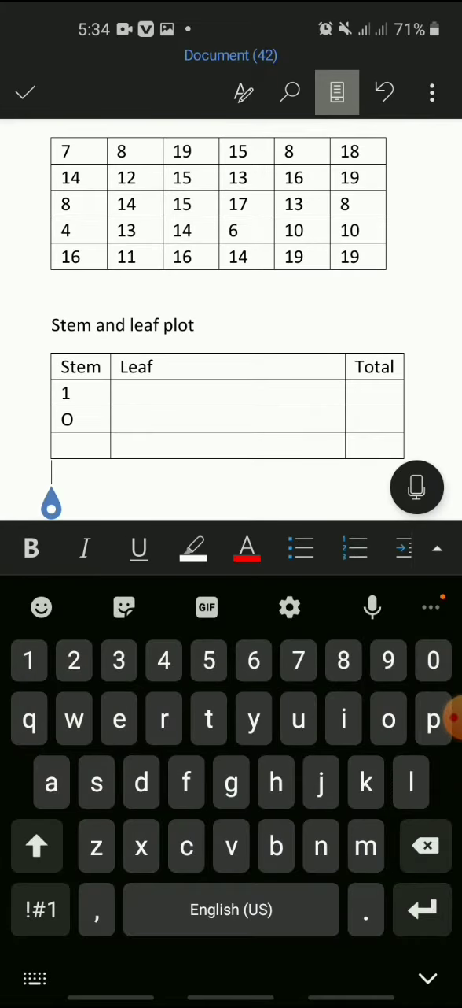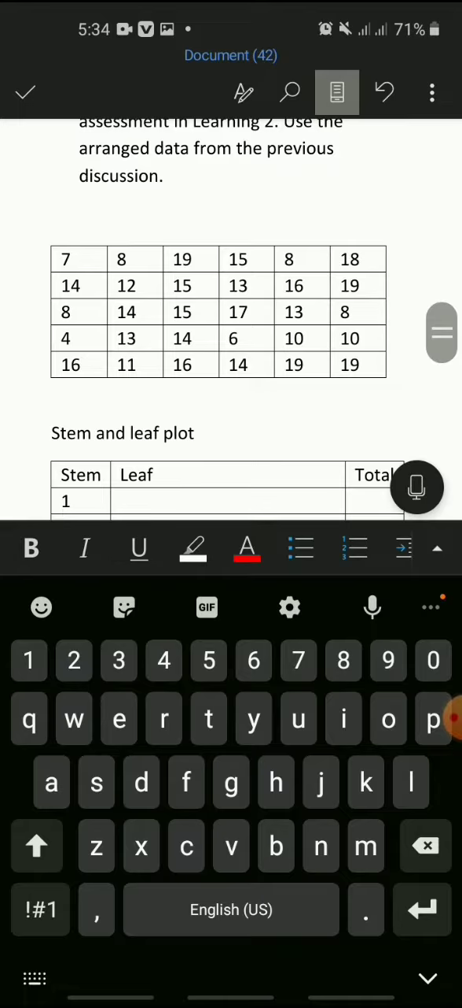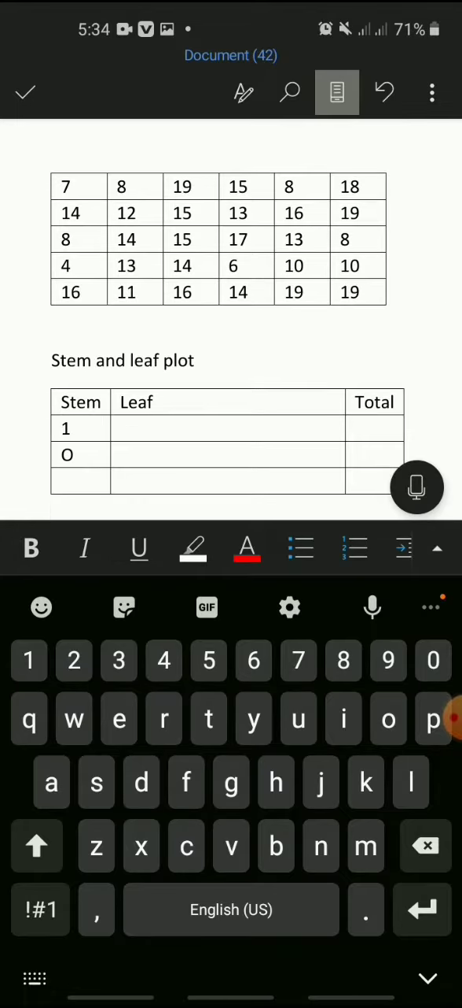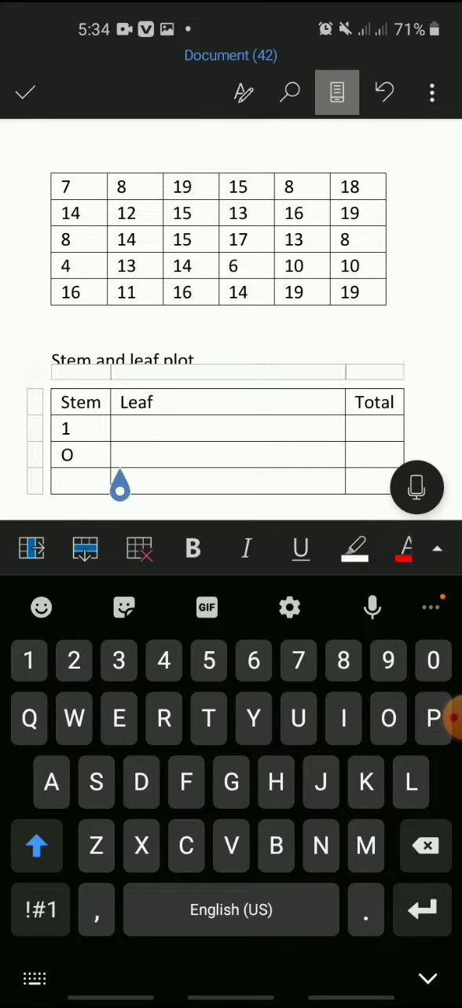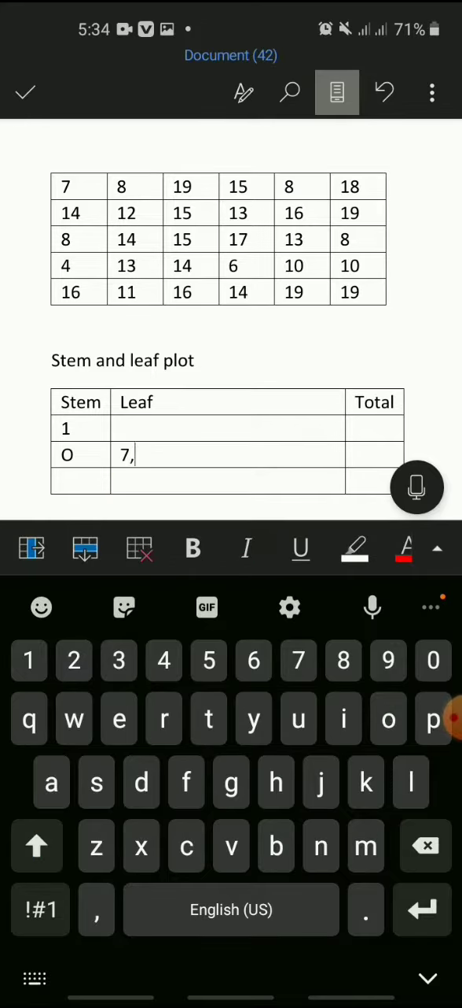So 1 and 0 is what we put because there is nothing beyond 20, 30, whatsoever. So 19 is the highest. So the stems are only 1 and 0. So we start with 7, here under 0. And then the 8. Then 19.